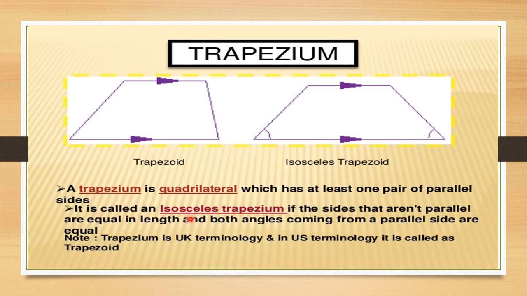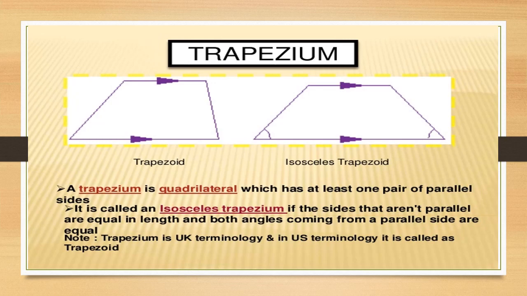It is called an isosceles trapezium. This type of trapezium is called isosceles. What is the difference between these two trapeziums? Here these two sides are parallel, but these two sides are not equal and parallel. In this diagram, these two sides are parallel. What about the other two sides? Equal. It is called an isosceles trapezium if the sides that are not parallel are equal. This type of diagram we can call an isosceles trapezium. Yes?